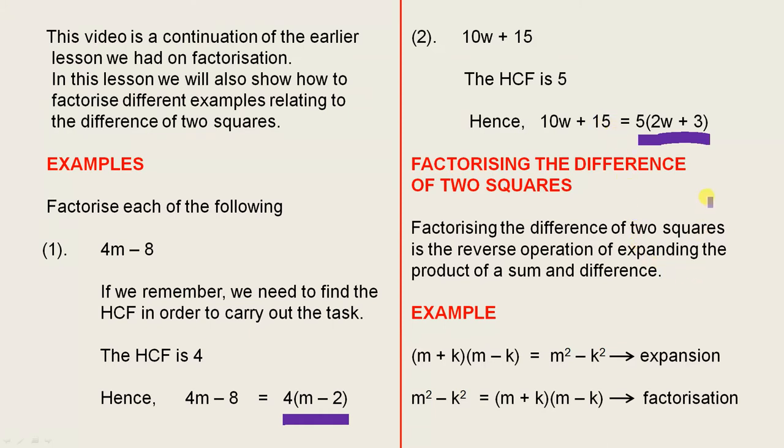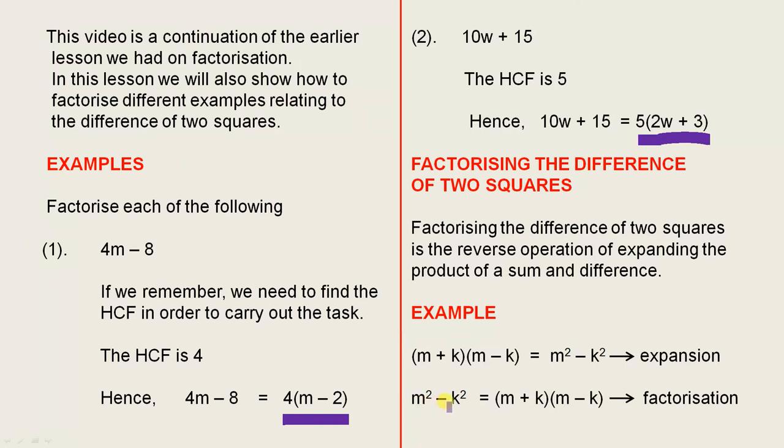The next one, factorising the difference of two squares. So, factorising the difference of two squares is the reverse operation of expanding the product of a sum and difference. Let's look at what we mean here. So this is the product of a sum and difference, and when we expand it, we end up with m squared minus k squared. We saw that in an earlier video, so that's called the expansion. For factorisation, that's actually the opposite or the reverse operation.